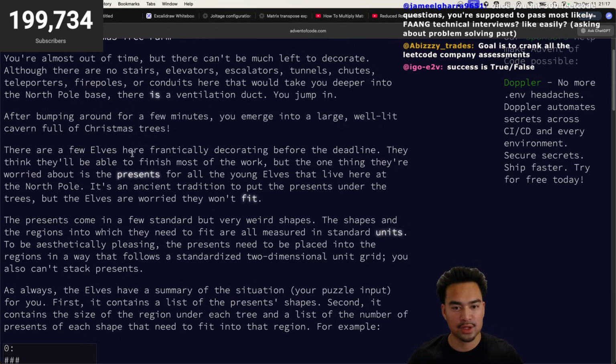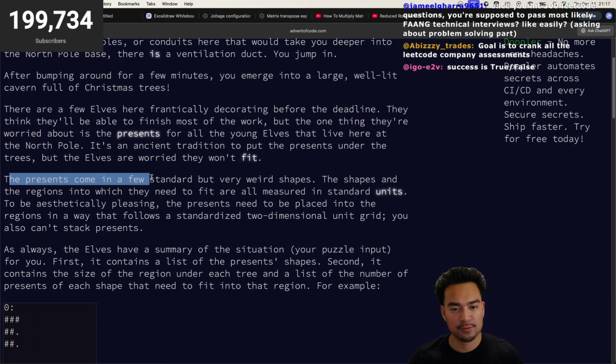There are a few elves here frantically decorating before the deadline. They think they'll be able to finish most of the work, but the one thing they're worried about is the presents. For all the young elves that live here at the North Pole, it's an ancient tradition to put the presents under the trees, but the elves are worried they won't fit.